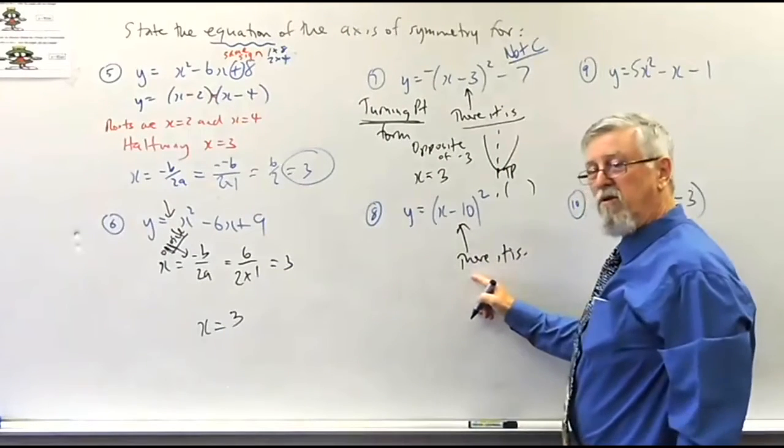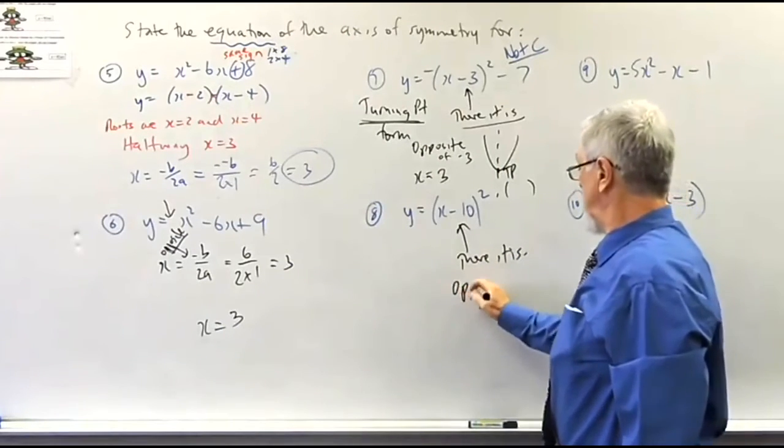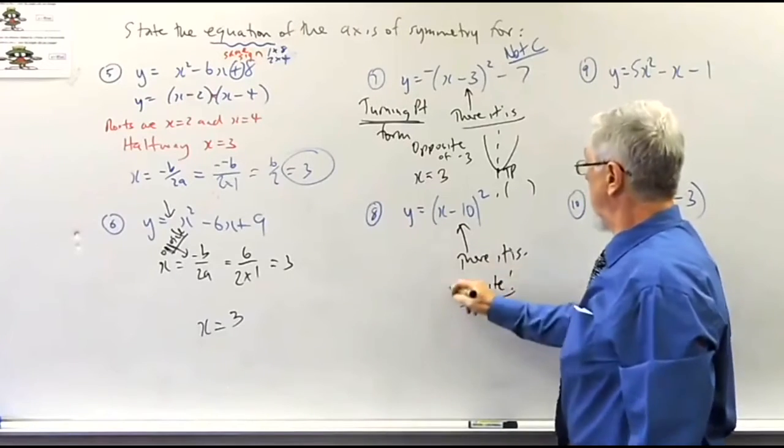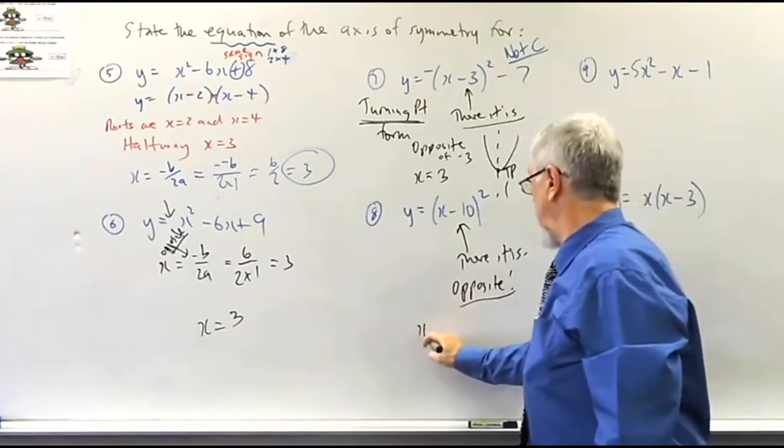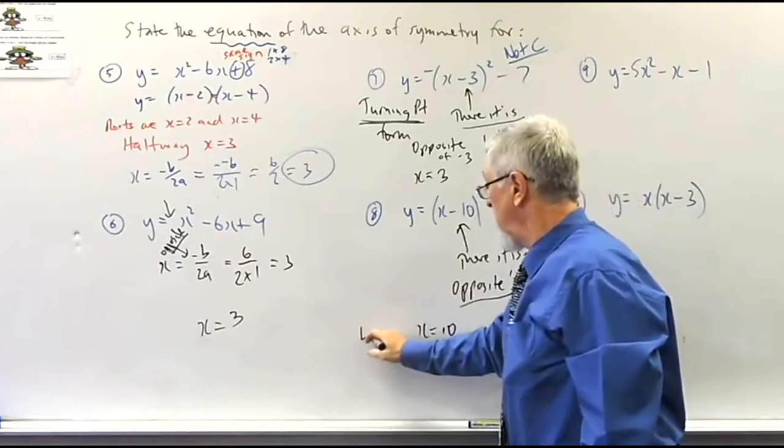There it is, but it's not a minus 10. What is it? It's the opposite. So what I'm saying all the time, everything that's inside does the opposite of what we expect. So that's an x equals 10. Some people say that is the line of symmetry.